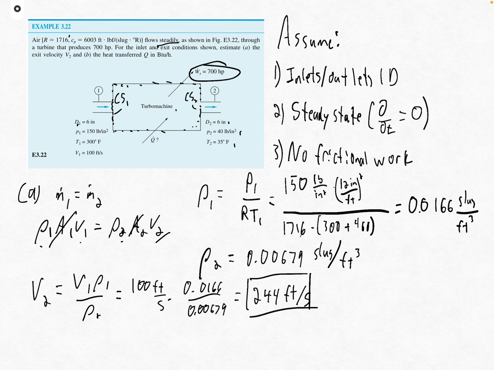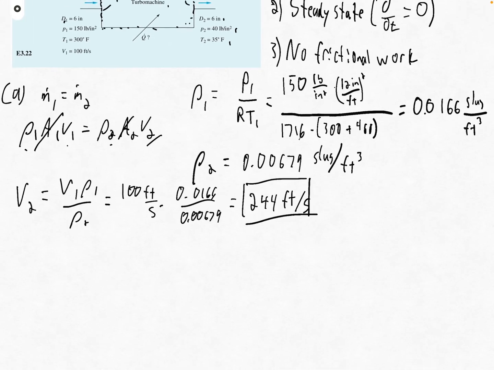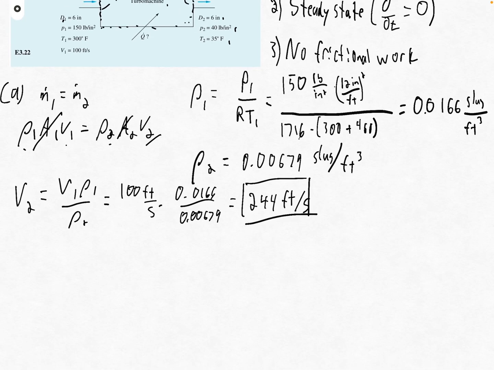Okay, so that was part A, and now we have to work on part B. So now we want to find the heat transferred Q in BTUs per hour. Right, so a little bit of units conversion here as well. So for part B, we're going to start with the steady flow energy equation.